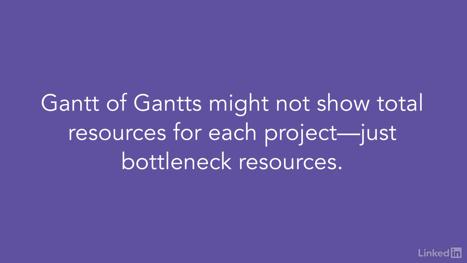And my third point is that the Gantt of Gantts might well not be showing the total resources for each project, but just the amount of your bottleneck resource that you need for each project. If you know the bottleneck resource, or you're able to work out what it is, then you can use just that to work out your Gantt of Gantts. Of course, you still need to think about urgency and importance of projects, and whether one depends on another being done before it. But you're also now able to check that you do have the resources available to be able to carry out your plan.